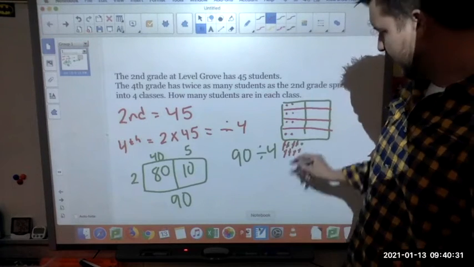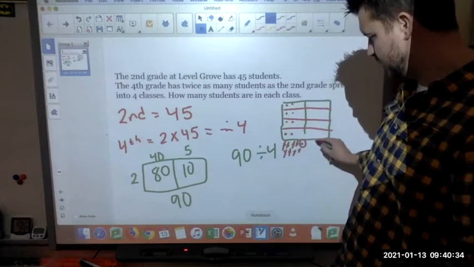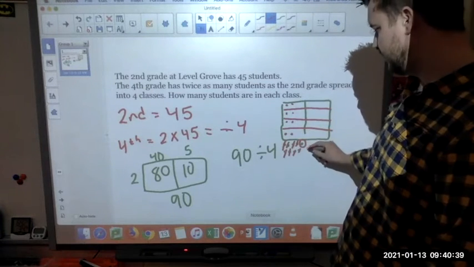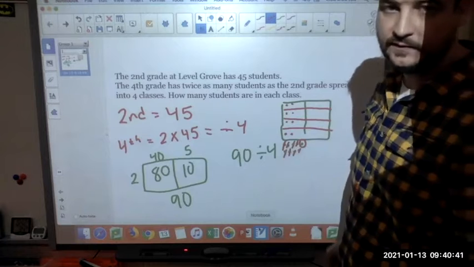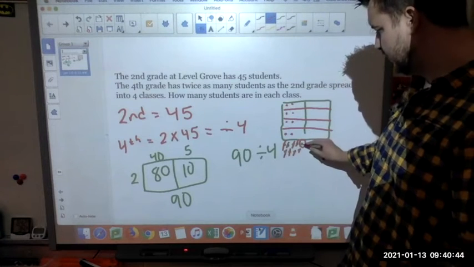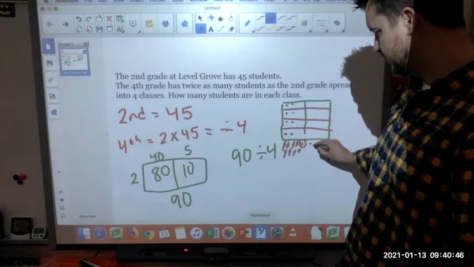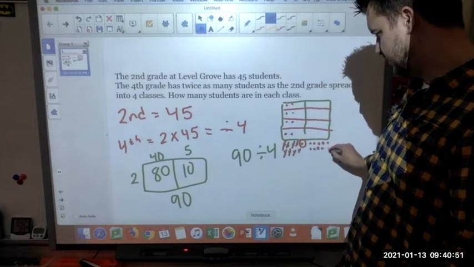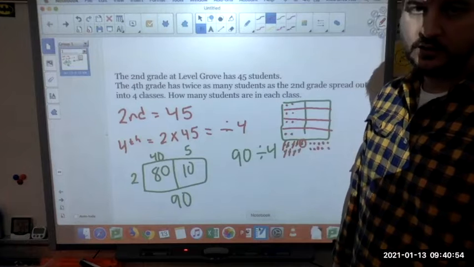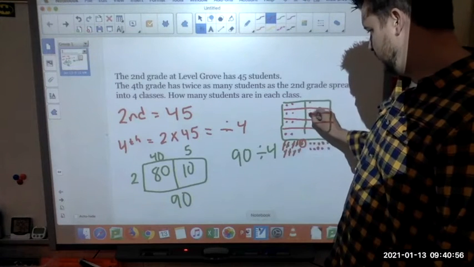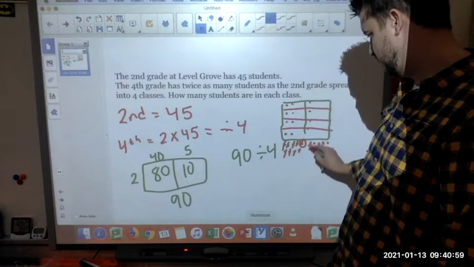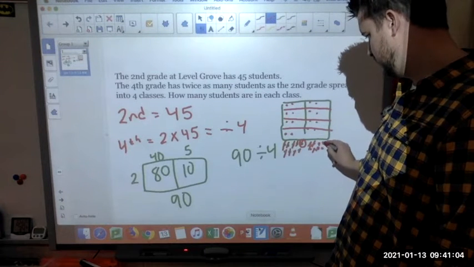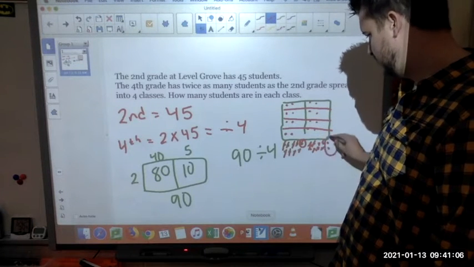Okay, so I'm going to have to trade this. Remember, we trade. Can't just leave that 10 there because 4 can still go into 10. So I need to trade that for 1s. This is different than what we've done so far. Trade it over to the 1s. If I break up that 1 ten for 1s, I get 10 1s. 1, 2, 3, 4, 5, 6, 7, 8, 9, 10. Okay, I'm going to share that. 1, 2, 3, 4. And there's 2 left over.